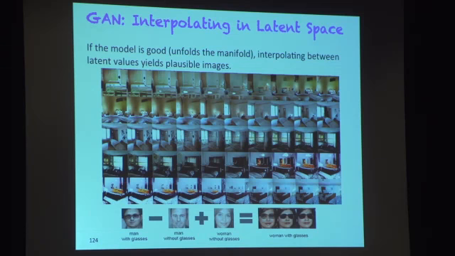You can also, once you think about the representation space, play the same kinds of games we played with words, like take the image of a man with glasses in its representation in the latent space, subtract the image of the same man without glasses, and add the representation of a woman without glasses, and now you get images of women with glasses.